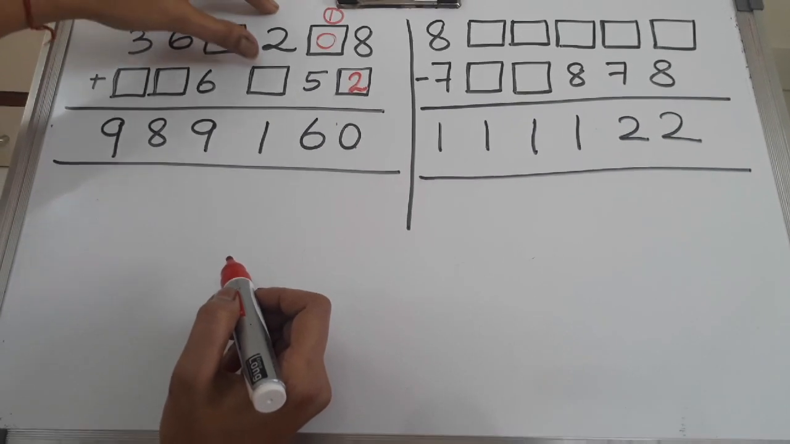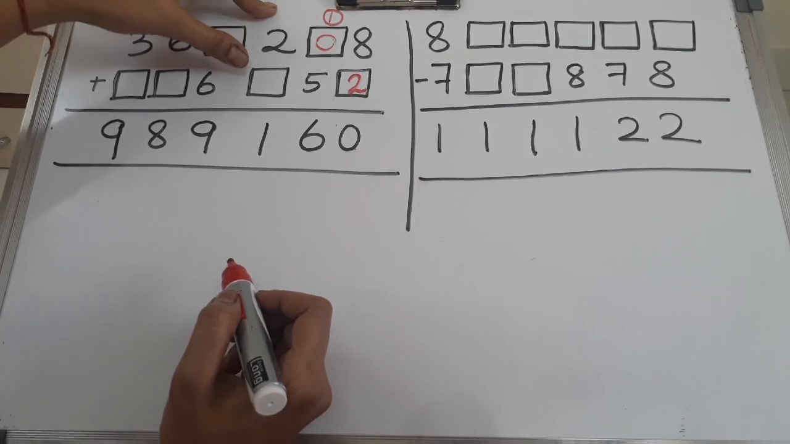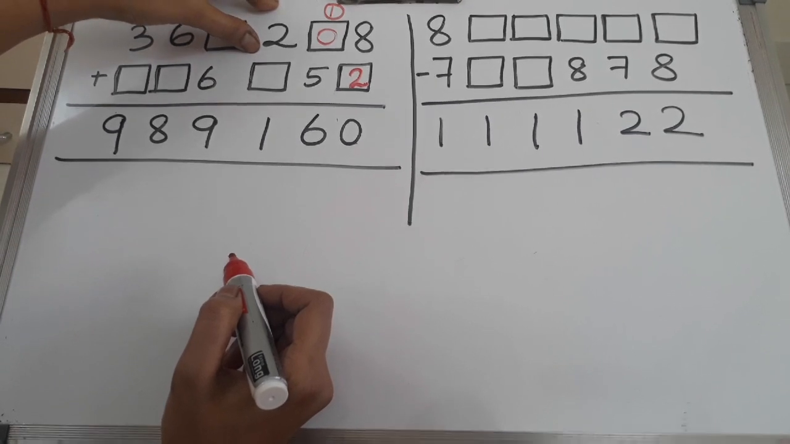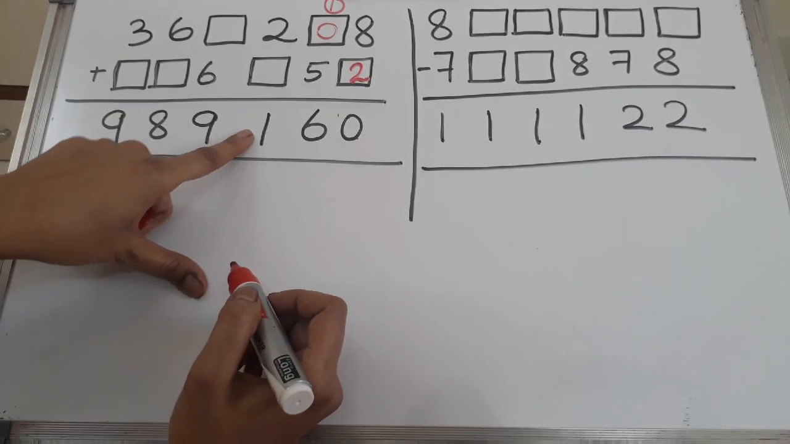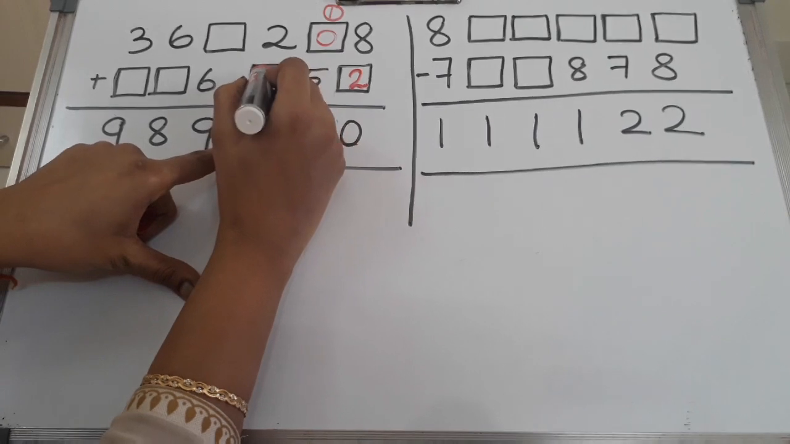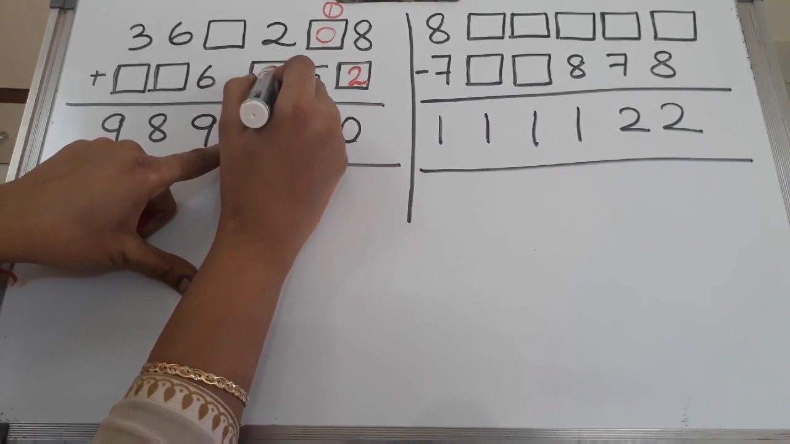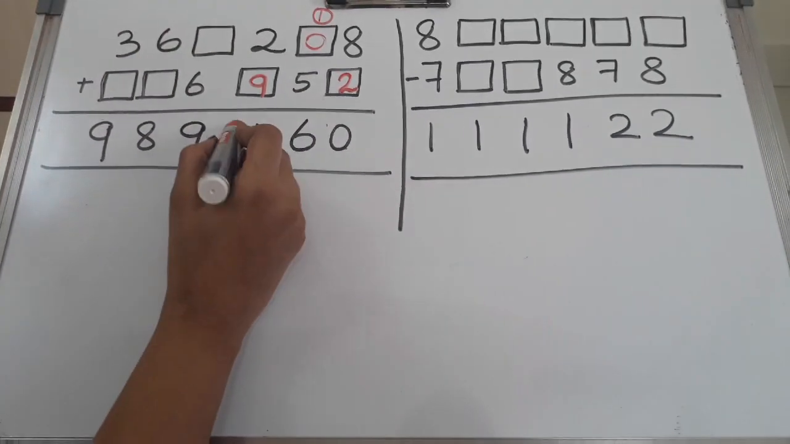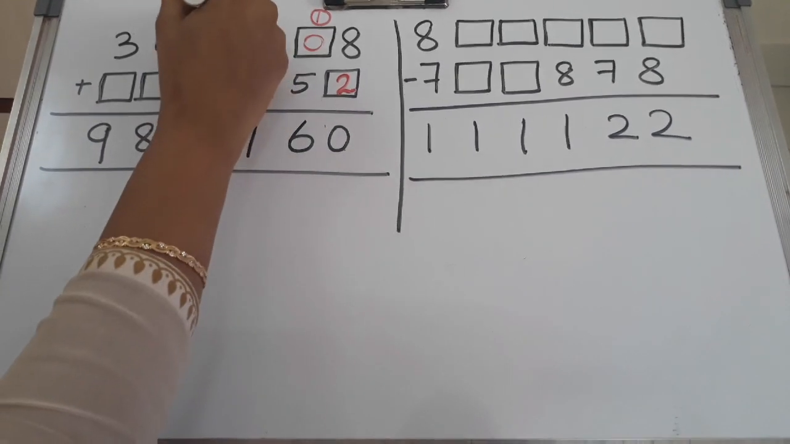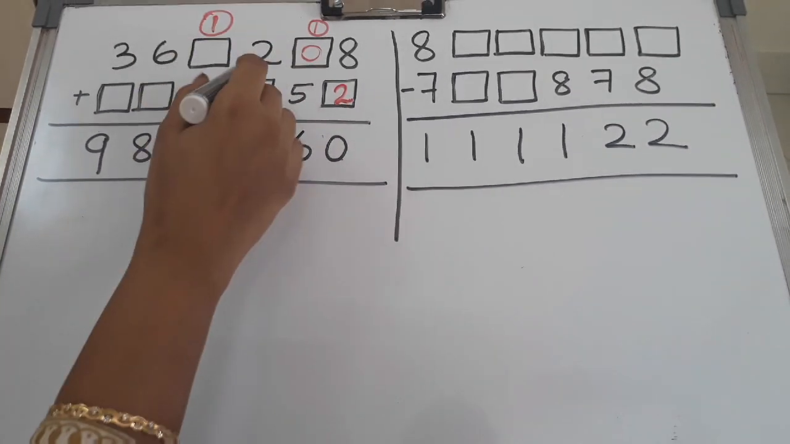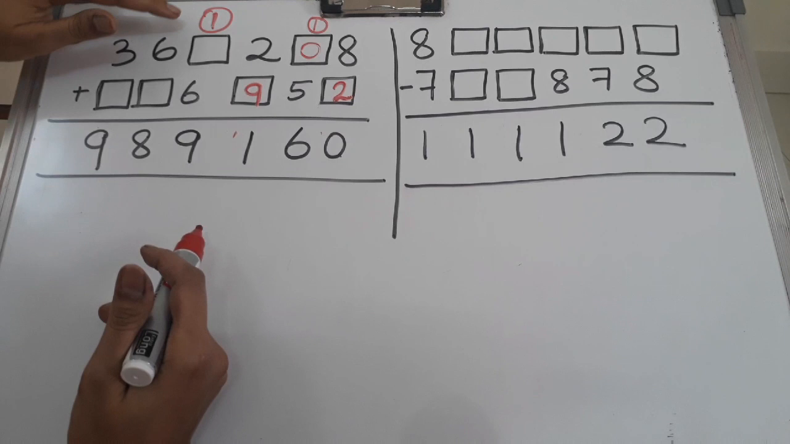Next is the 100 place. What do we have to add to 2 so that we get 1? How will we get 1 here? If we add 9. 9 plus 2 is what? 11. So we will carry over this 1. Okay, completed till here. Then we will start adding here.